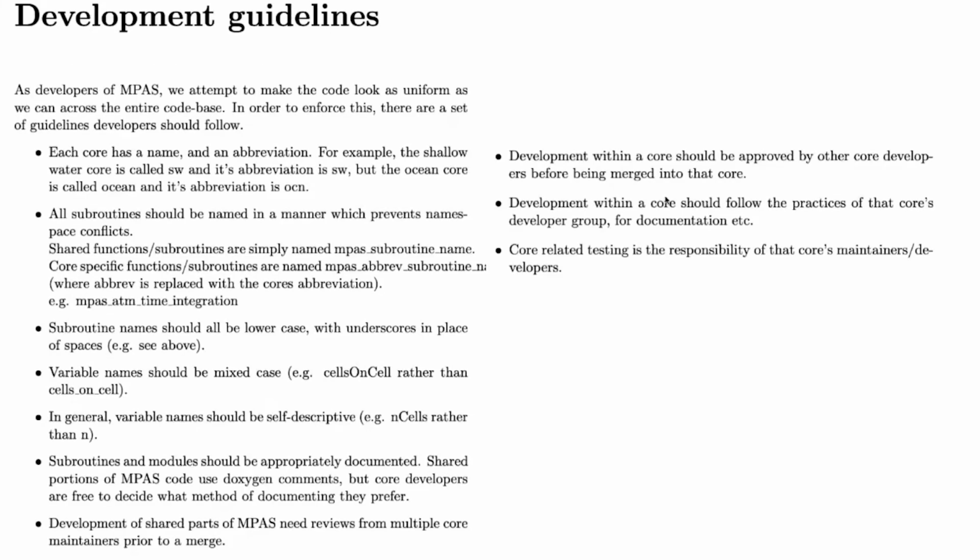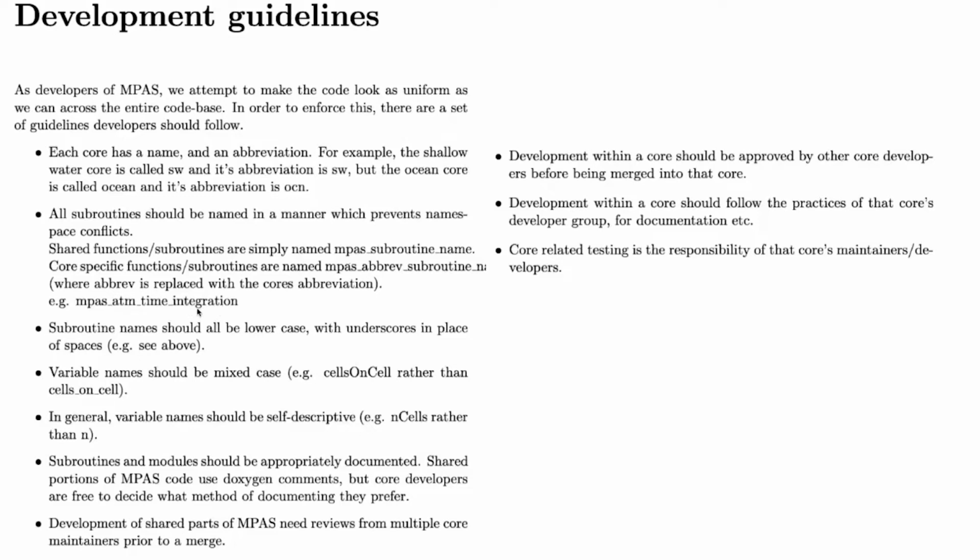This I pulled from the developer's guide, and I don't want to go into too much detail, but there are a number of conventions that MPAS has adopted to keep a cleaner implementation of having these multiple cores in a shared framework. So each core has a name and an abbreviation. If you're working in ocean code, you're used to seeing OCN in file names, or for land ice, it's LI, and for sea ice, it's SI. And there's a specific convention to naming subroutines to prevent namespace conflicts. That's described here. They all start with MPAS and then have the core abbreviation and then the name of the module.